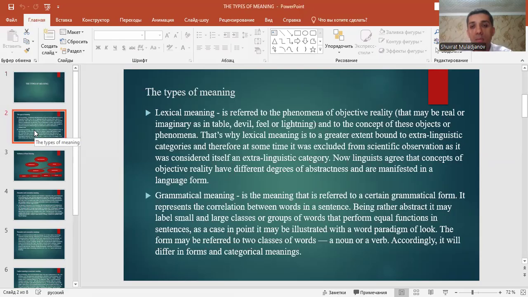According to the types of meaning, we basically distinguish two main groups of a word's meaning. They are lexical meaning and grammatical meaning. So overall, the lexical type of meaning refers to the phenomenon of objective reality, be it real or imaginary, and to the concept of these objects or phenomena. Lexical meaning is a type of meaning where there is a relationship between the words and their objective phenomena.